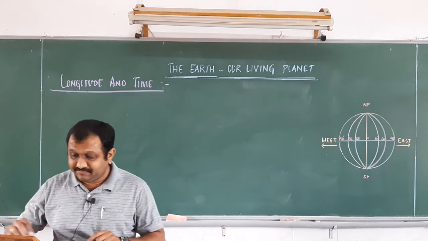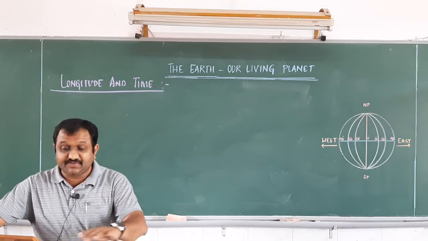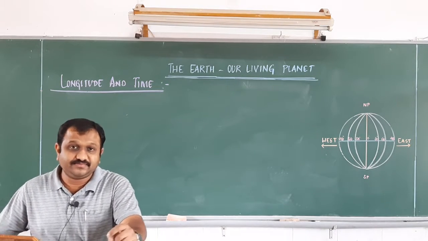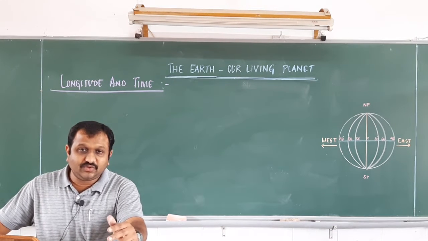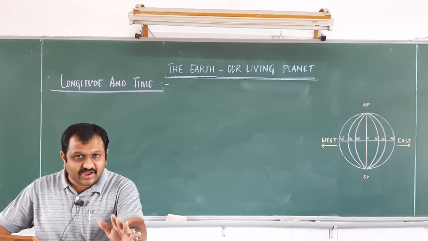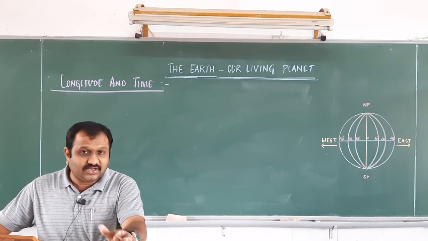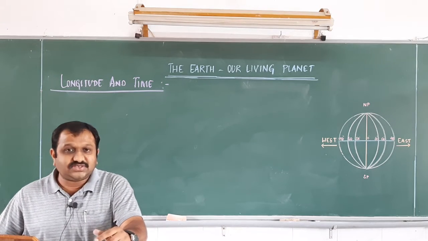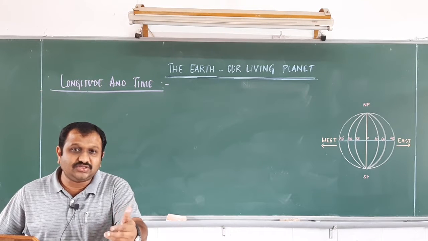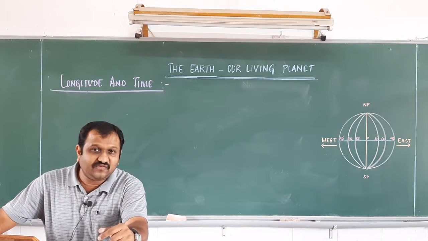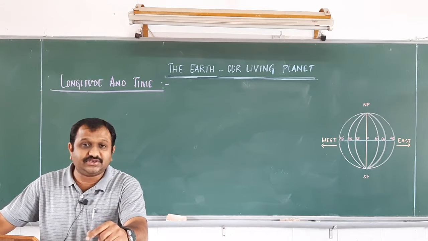Longitude and time. Yes, dear students, there is a definite relationship between longitude and time. A few minutes back I told you latitudes and longitudes are imaginary lines that we have drawn to know the exact place and the time of that particular place. So when we are talking about time, obviously the time is calculated based on the longitudes. So therefore, longitudes and time have a definite relationship.